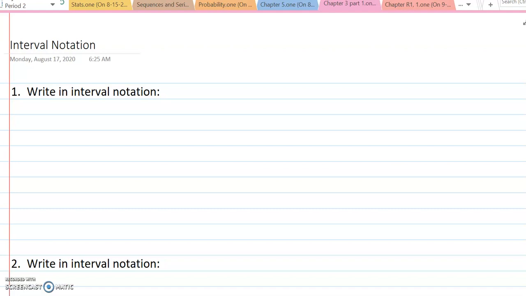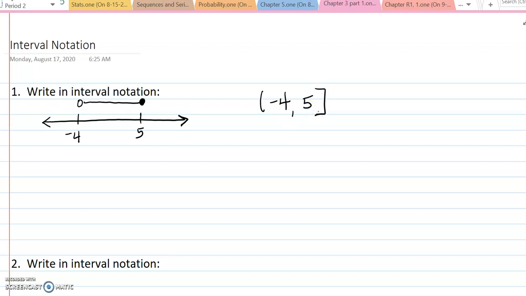So our first question is: write this graph in interval notation. I have an open circle at -4 and a closed circle at 5, and we write this as the interval -4 to 5. Notice that an open circle is parentheses and a closed circle is a bracket, and this means inclusive of this endpoint, and this is exclusive of this endpoint.